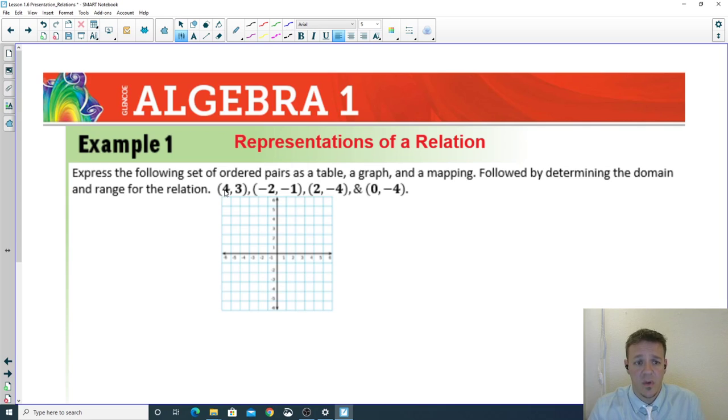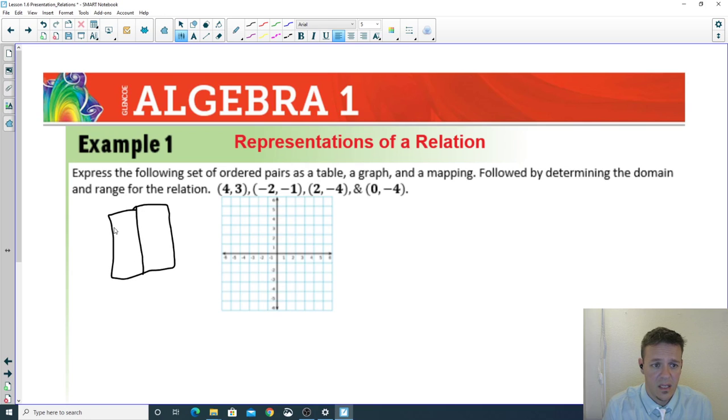So we're going to express the following set of ordered pairs as a table, a graph, a mapping, and then followed by determining the domain and range of the relation. Okay, so it's very important. First thing we're going to start off with is a table. The ordered pair is already given to us, so I'm not doing that, but we'll do a table. Okay, so got a nice little setup here.